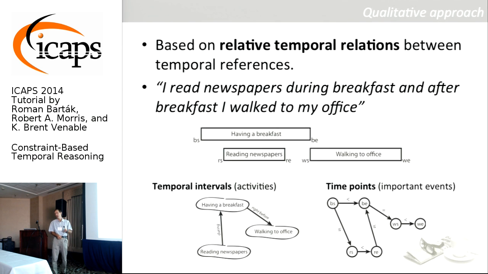Or we can use time points. The interval has a start time and end time, like here. So we can represent each of these time points or time instances as a separate node in the network. And then we can describe relations between these time instances. So we have the start of breakfast, which must be strictly before the end of breakfast, right? Or reading newspapers started later than the start of breakfast, but it could start exactly at the same time, and so on. The end of breakfast was exactly when we start walking, so there are equality relations there.